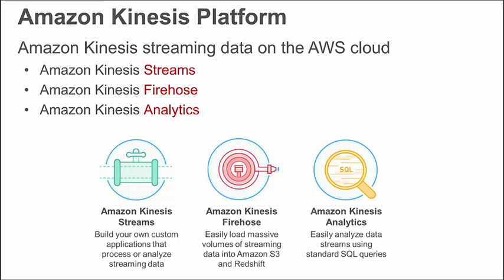The platform consists of Amazon Kinesis Streams. That's how we renamed the original Amazon Kinesis, which is used to build your own custom applications that process and analyze stream data. It contains what I'll focus on today, Kinesis Firehose, that gives you an easy way to load volumes of data into S3 and Redshift. Redshift is our cloud-based data warehouse. And finally, Kinesis Analytics, which enables you to easily analyze data streams using standard SQL queries, which has been announced, but it's still not yet available.